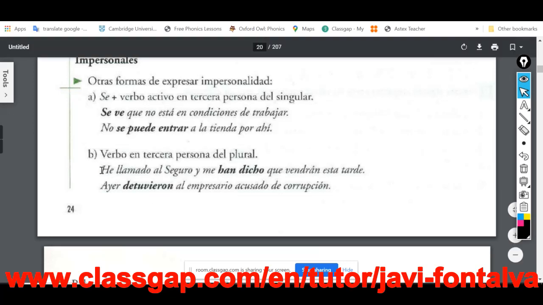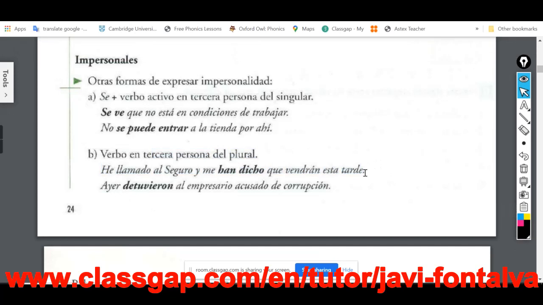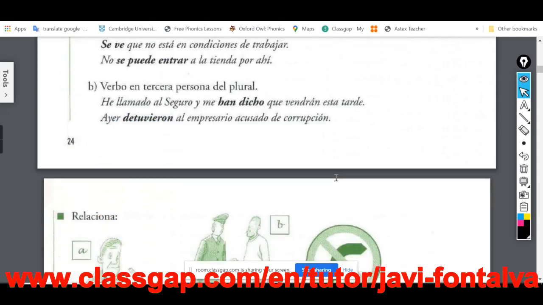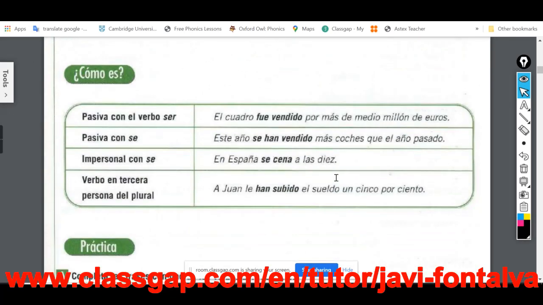Okay, so let's take a look at this one, for example. He llamado al seguro. So I have called the insurance. Y me han dicho, they have told me. So here I don't really say who. Or, for example, ayer detuvieron al empresario acusado de corrupción. Okay, so wait a moment.